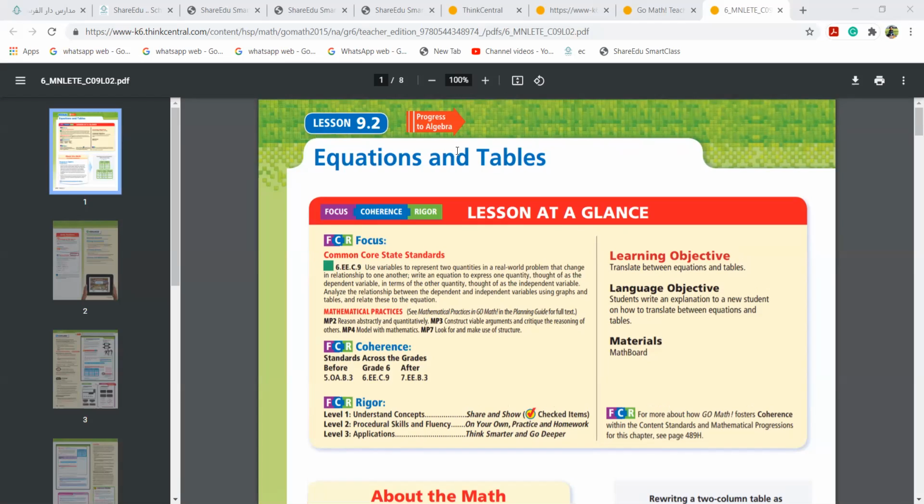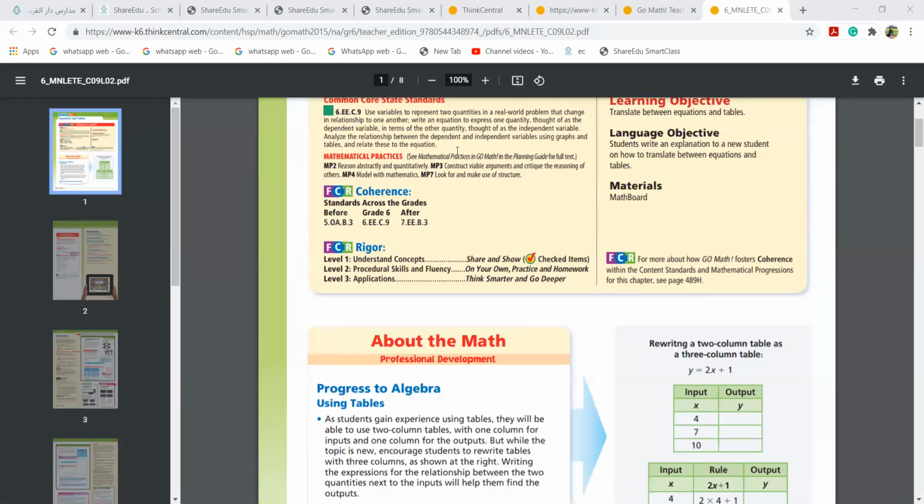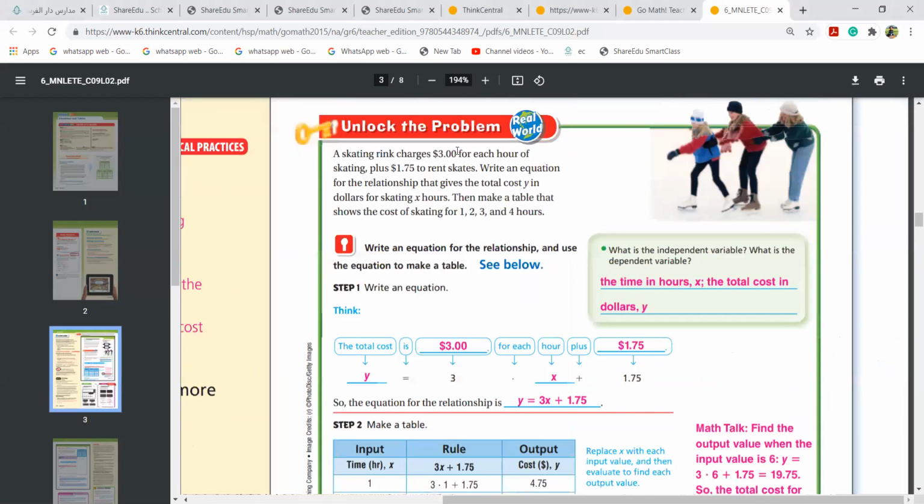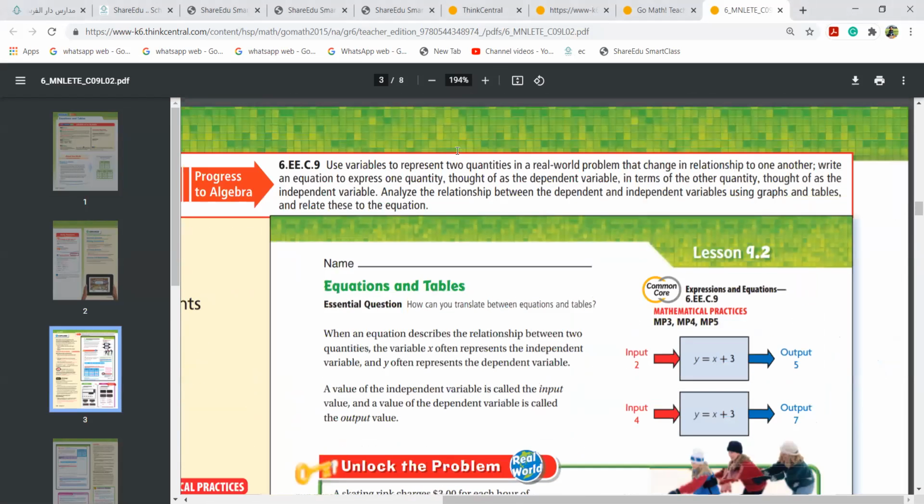So we'll start with the new lesson 9.2, equations and tables. Please turn to page number 497, until your friends come. Page 497. And Vatin, read the first paragraph here.